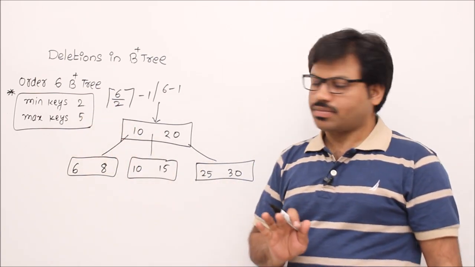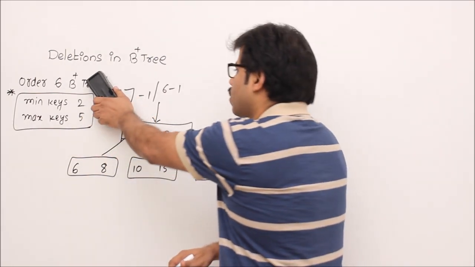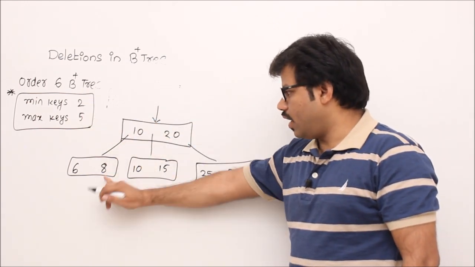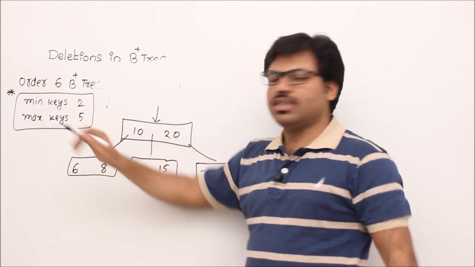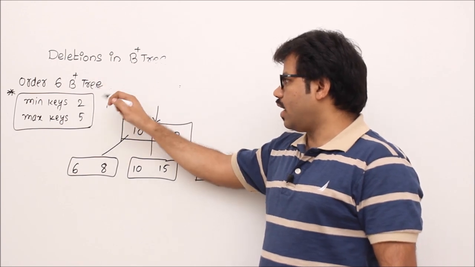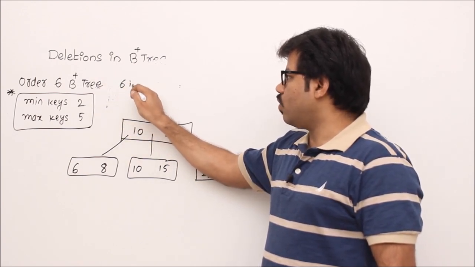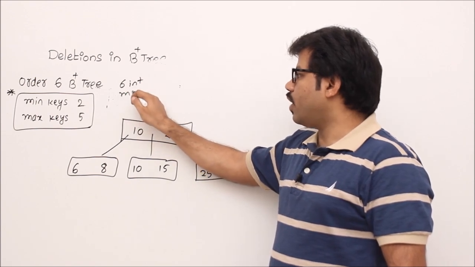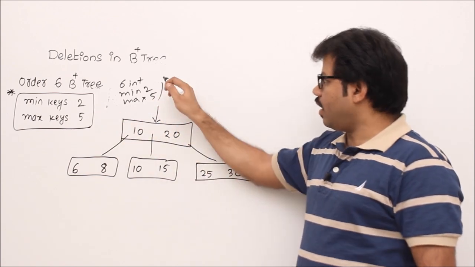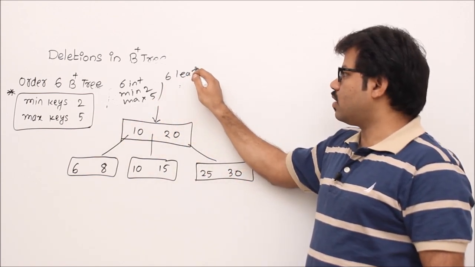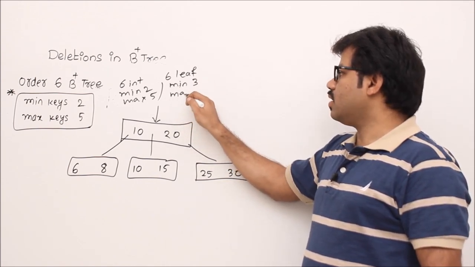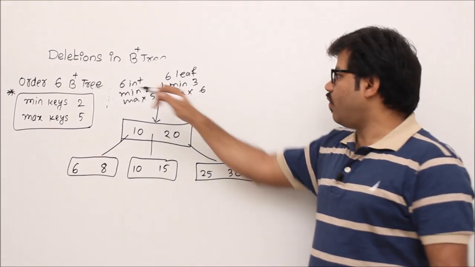Let's follow this. In this model, whether it is an internal node or a leaf, the minimum is 2 and the maximum is 5. In our original definition, we have two orders. If I say order 6 internal node, the minimum keys are 2 and the maximum keys are 5, same as this. And if I say order 6 leaf node, then the minimum number of keys will be 6 by 2, that is 3, and the maximum is 6. So there is a difference.